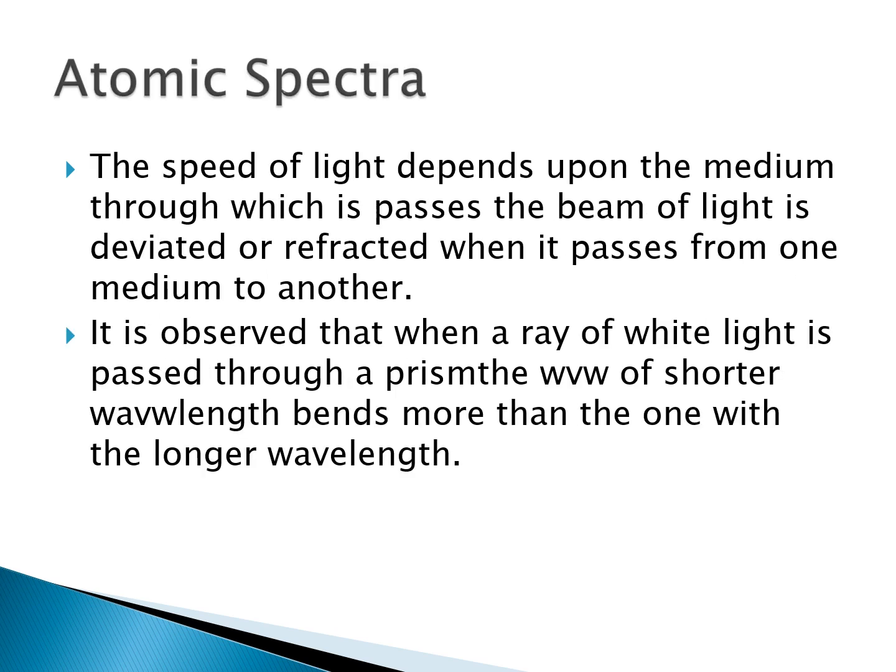Now the next topic is atomic spectra. You all know that the speed of light depends upon the medium through which it passes, and it may be deviated or refracted when it passes from one medium to another. It is observed that when a ray of white light is passed through a prism, the wave of shorter wavelength bends more than the one with the longer wavelength.